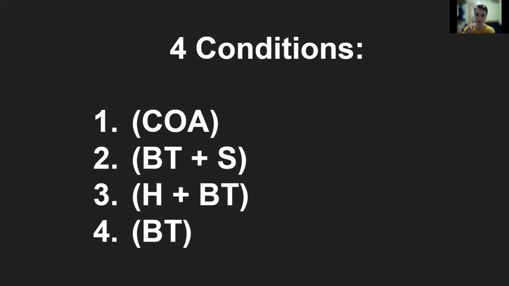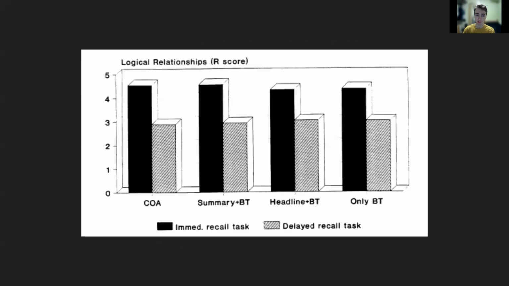So after the reading was done, they performed an immediate recall test for the participants. And 1 week later, they did another recall test to see what information could have been recalled from them. So a summary of the results was put into a bar graph. The higher the number of the logical relationships means the higher the student recalled it. And below you can see the different conditions that were examined.